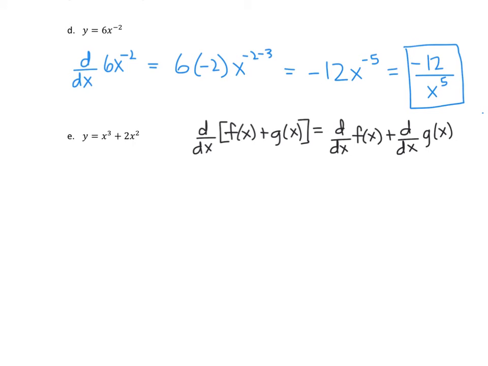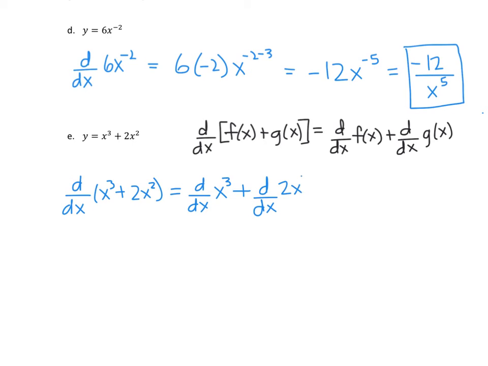For part E, we're taking the derivative of x cubed plus 2x squared. Notice here we have a sum of two power functions. To take the derivative of a sum of two functions, we take the sum of the derivatives. Same is true for differences. The derivative of a difference is the difference of the derivatives. So let's find the derivative of x cubed plus 2x squared. We can break this up and take the derivative of x cubed plus the derivative of 2x squared.